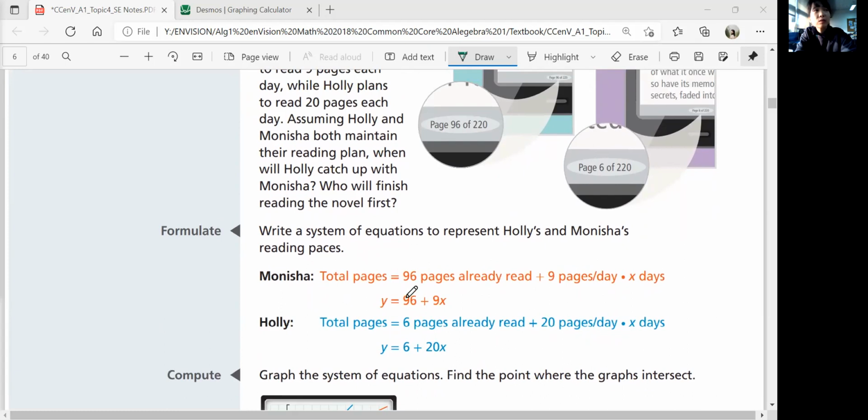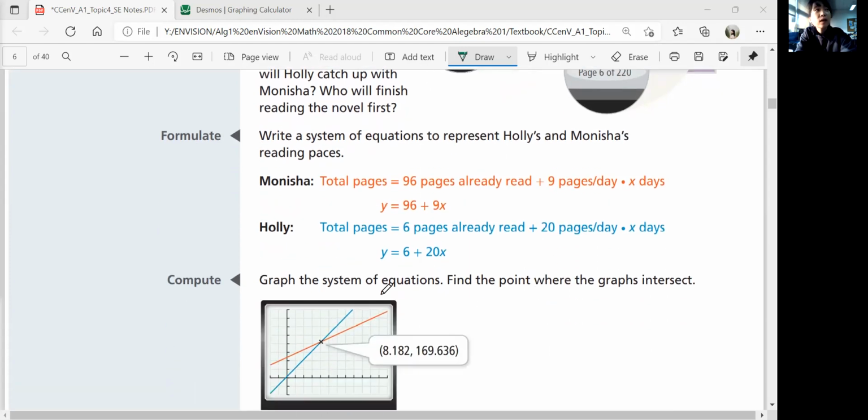When you are writing the equation, Manisha has total pages equals 96 pages already read plus 9 pages each day times x days, right? The number of pages read each day is equivalent to the slope because that's how fast they're reading. That's their speed. So that's rise over run, which is the coefficient of the x variable in the slope-intercept form of a line, okay? And Holly reads 20 pages per day, that's her slope. And she already read 6 pages, so that's the y-intercept where she starts.